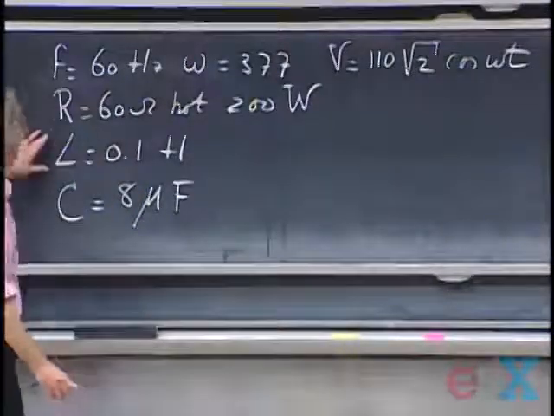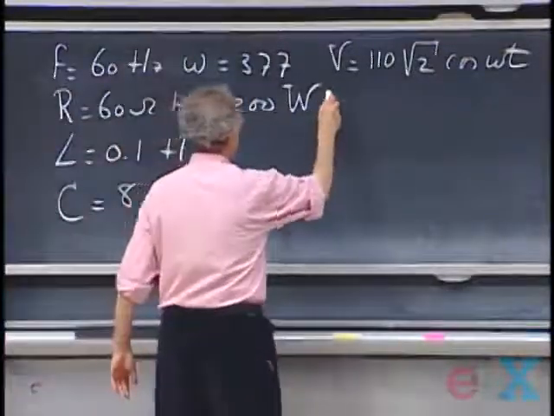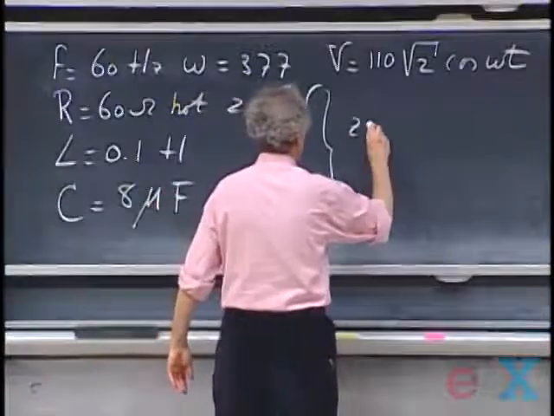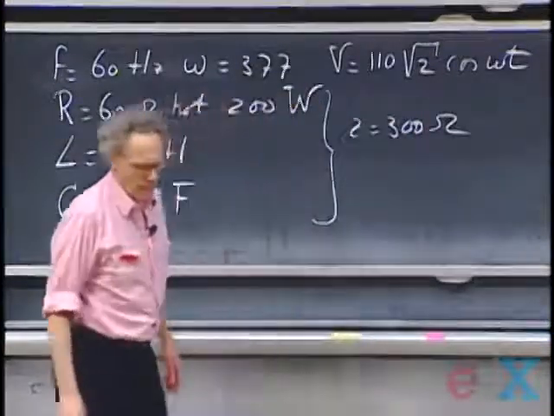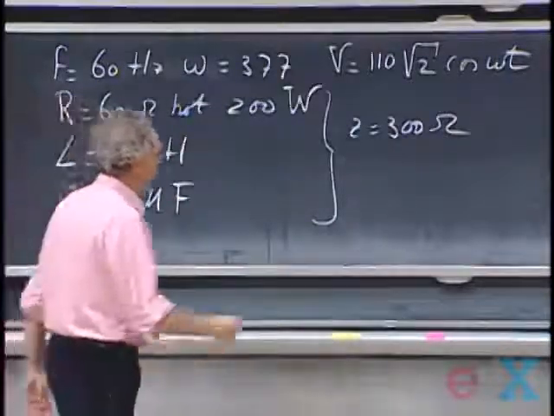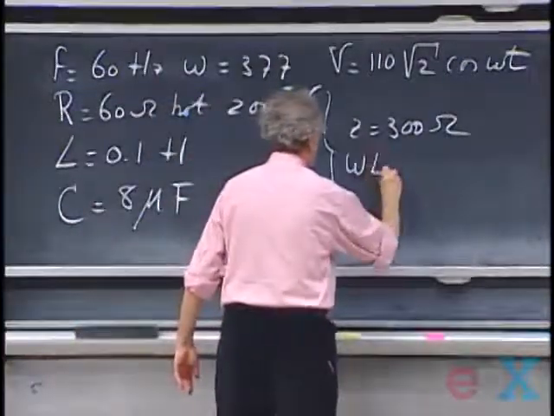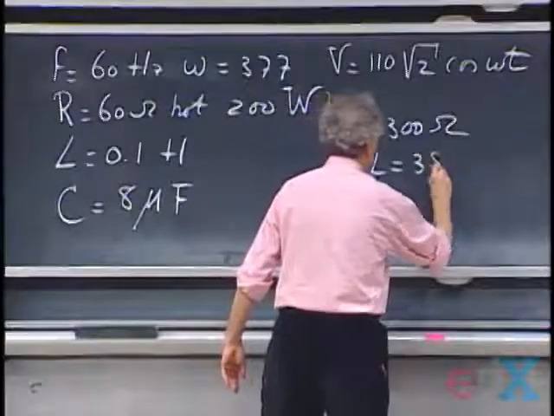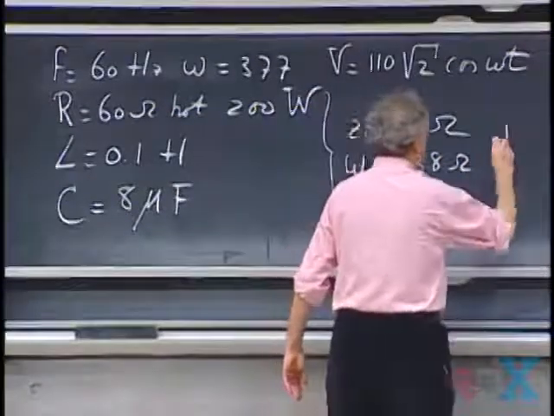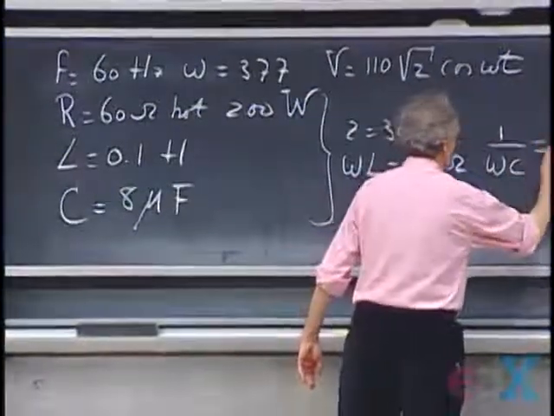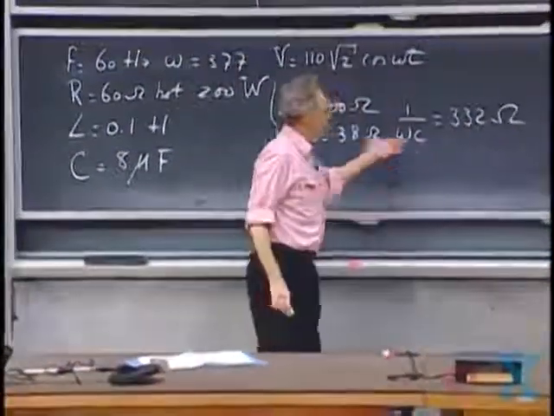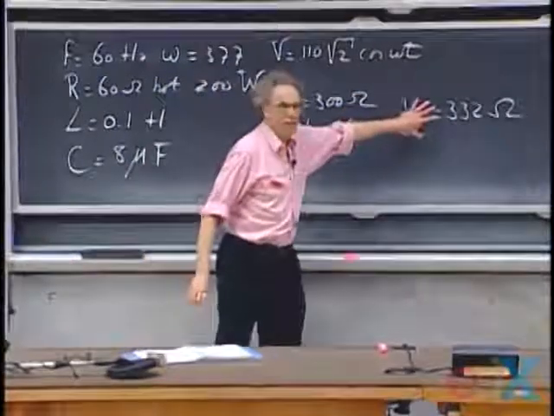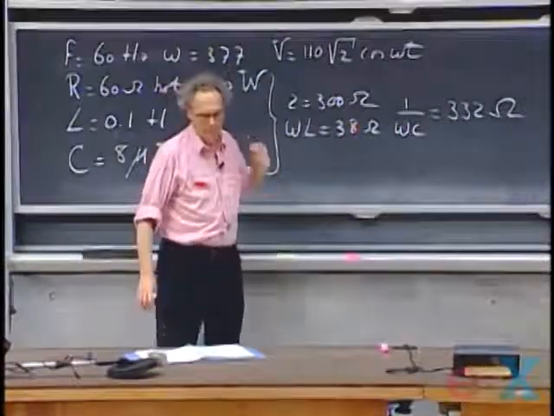So this is God-given. With these three values, I can calculate what Z is, and Z is 300 ohms. In case you're interested, I can also give you omega L, that is 38 ohms, and I can give you 1 over omega C, that is 332 ohms. So notice that this is by far the dominant player in the game compared to omega L.